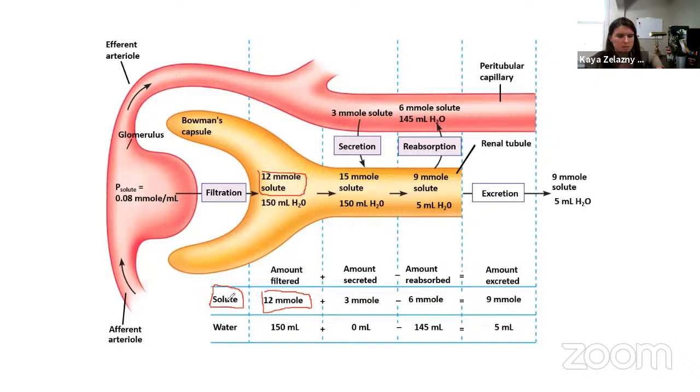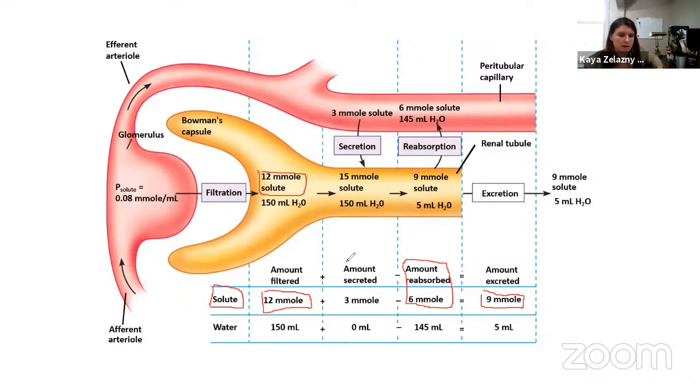So if our solute has 12 millimoles filtered in and only 9 comes out, this means that overall, something had to happen to those additional 3 millimoles. Why are they not in the urine? The answer is that on net, we have reabsorption. The reason they're not in the urine is because we move them back into the blood.